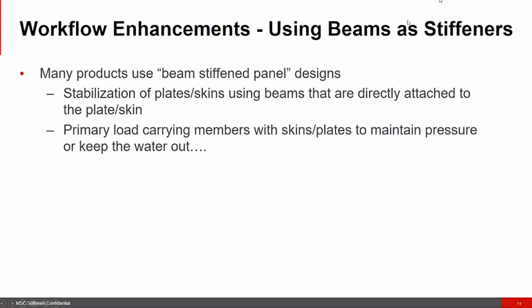Let's talk about the workflow enhancements. This is predominantly what was developed specifically for one of our strategic customers. And what is a stiffened panel? Most products, be it aircraft structures like the fuselage or the wings, or ship structures like the ship hulls, are stiffened by beams. And these are the beams that predominantly carry the loads.